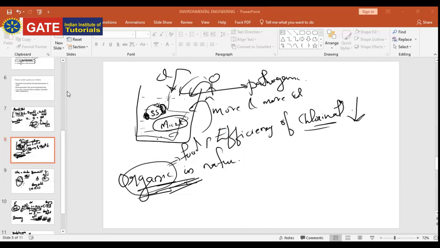So I hope you people are okay with all these things which we have discussed, right? These particular things, that is the problems regarding suspended solids, you should know them like that. That is something you have to be careful of.